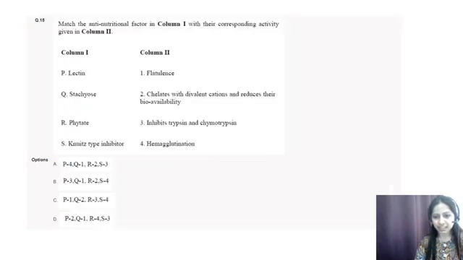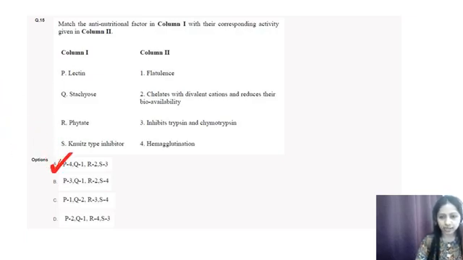Question number 15. Match the anti-nutritional factor in column 1 with their corresponding activity in column 2. So column 1, that is lectin. Lectin is a plant-based compound that causes the hemagglutination in phytohemagglutinins. So number P will go with 4. So only here option number A, it's given that P4. So option number A is correct.